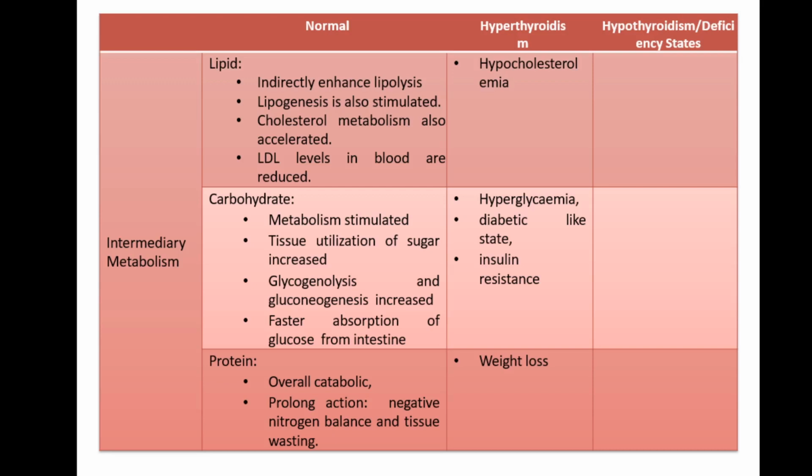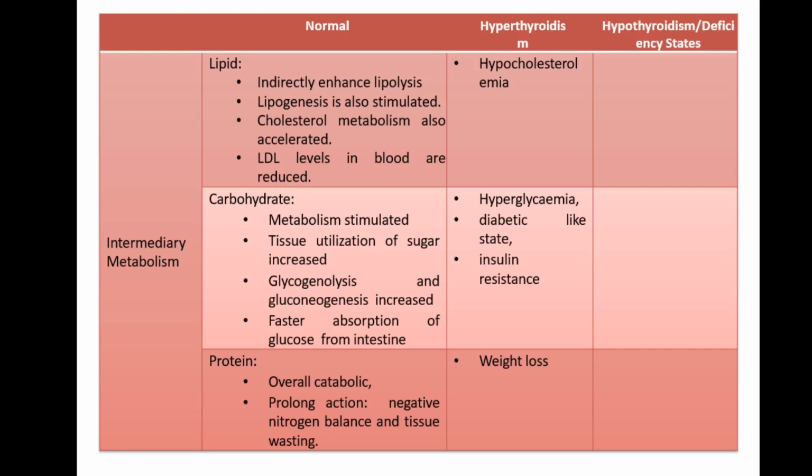Because of that, there will be the release of glucose, and this glucose will be utilized by the tissue. So now, if metabolism gets stimulated, more glucose will form and more glucose will be utilized by the tissue. Similarly, for the production of glucose, they also stimulate glycogenolysis and gluconeogenesis, as well as act on the GI tract for faster absorption of glucose.